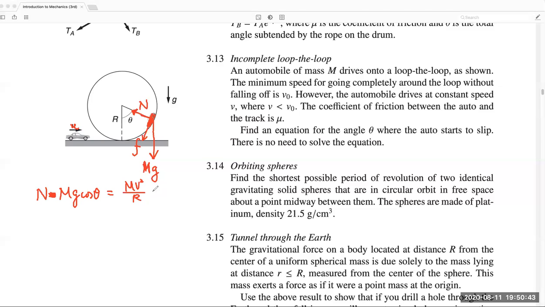I would prefer to write every variable in terms of theta, so I would rather use m r theta dot squared. Otherwise, you may think that v is not related to theta. This also reminds you that this is an ODE. Then another equation is about the tangential component, that is the friction. So friction equals mu times N, and that equals m times what?